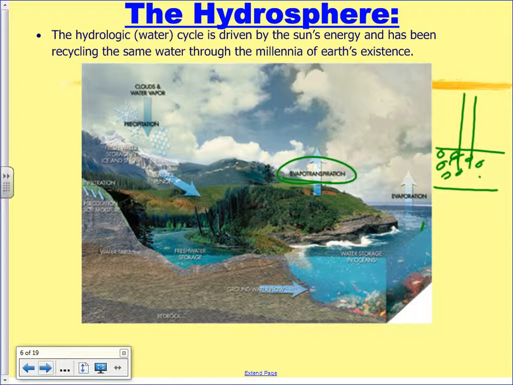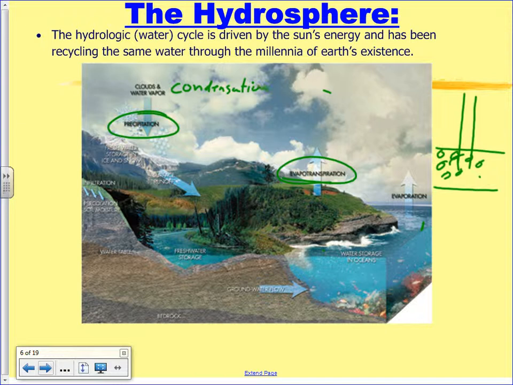Now, when we get that water vapor in the air, it moves up. Okay, and as it moves up, it cools and condenses back into liquid water. All right, that liquid water can fall as snow. Okay, if it freezes again, hail, rain, whatever. Okay, it'll fall back onto the earth as precipitation. So this process here is condensation.